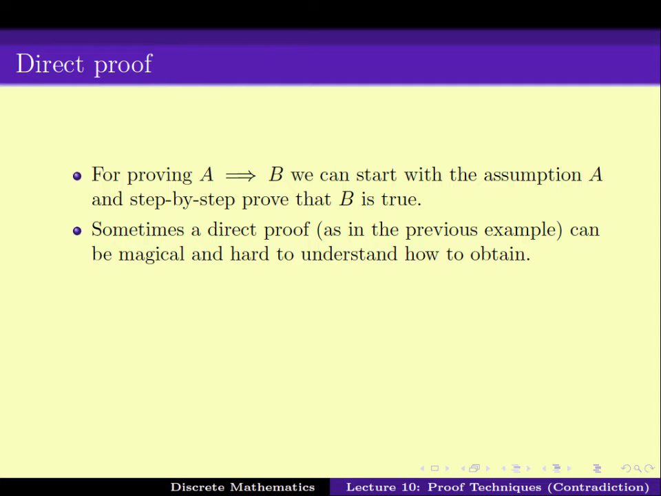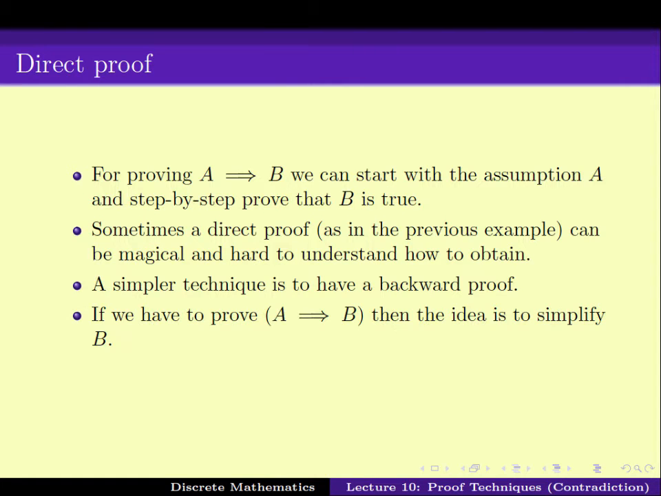So we might want to come up with a different technique. The technique that we suggested was going backwards, namely start with B, the thing that you have to prove, work with it and slowly simplify it to get a simpler statement which might be easier to prove from A.